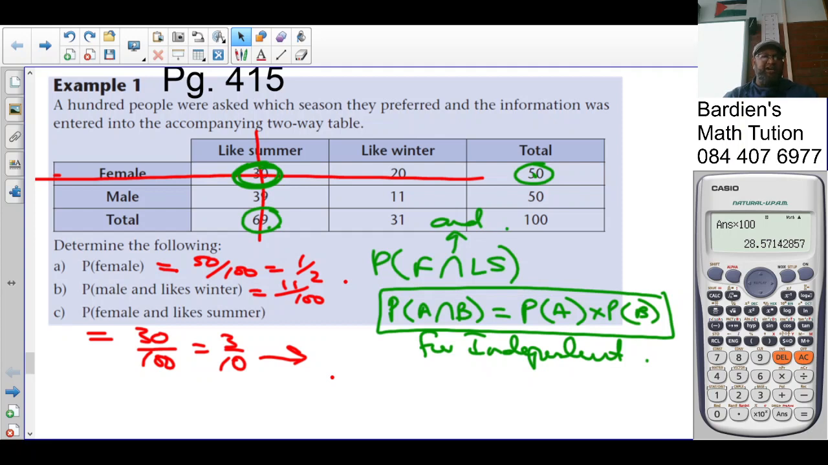Right, let's read on what they say. Conversely, if A and B, what is converse? It's the reverse of. Conversely, if the probability of A and B is equal to the probability of A times the probability of B, then A and B are independent events. We can use this fact to test whether an event is dependent on another event.